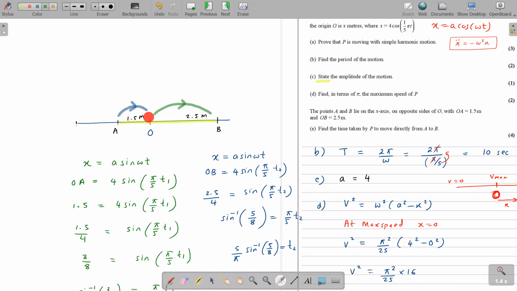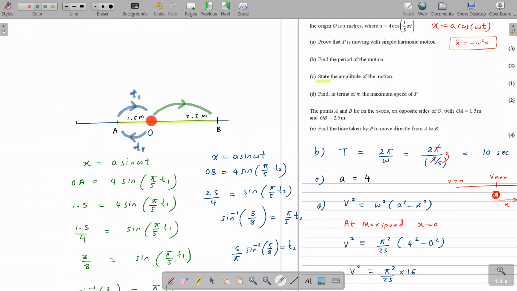To find the time taken to move from A to O, I know that simple harmonic motion is symmetric, which means the time taken to move from A to O is exactly the same as the time it takes to move from O to A. If the time taken here is T1, here also it's T1. It doesn't change. So I'm going to use that fact and find the time T1.